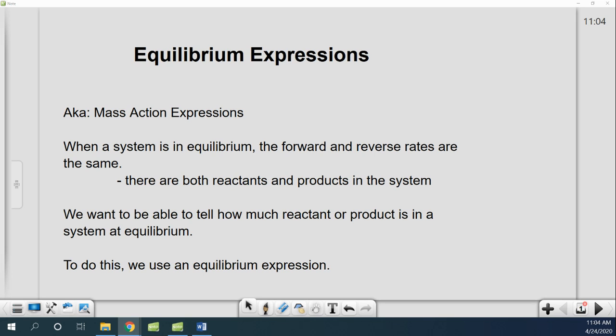We're talking lesson 2 here in Equilibrium. We're going to be talking about equilibrium expressions. So last time we talked a lot about what is equilibrium. It was a lot of theory. We're going to get into a little bit of the math of it today now.